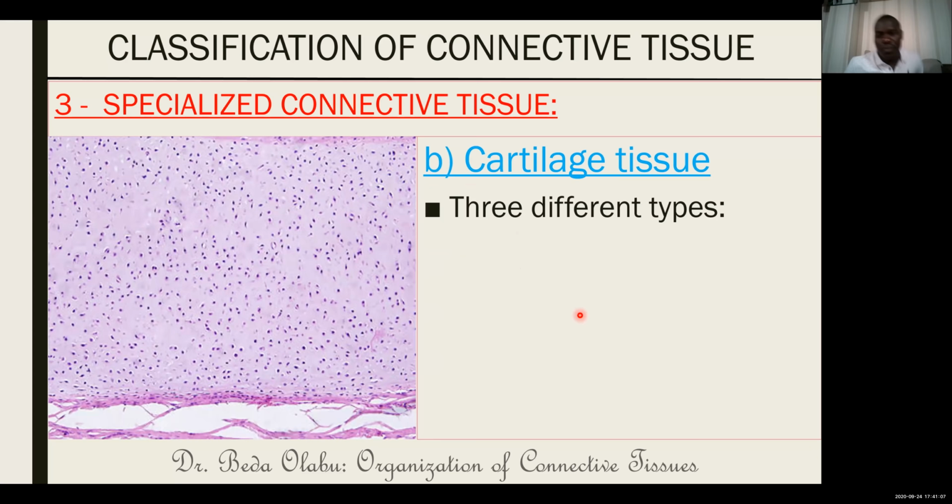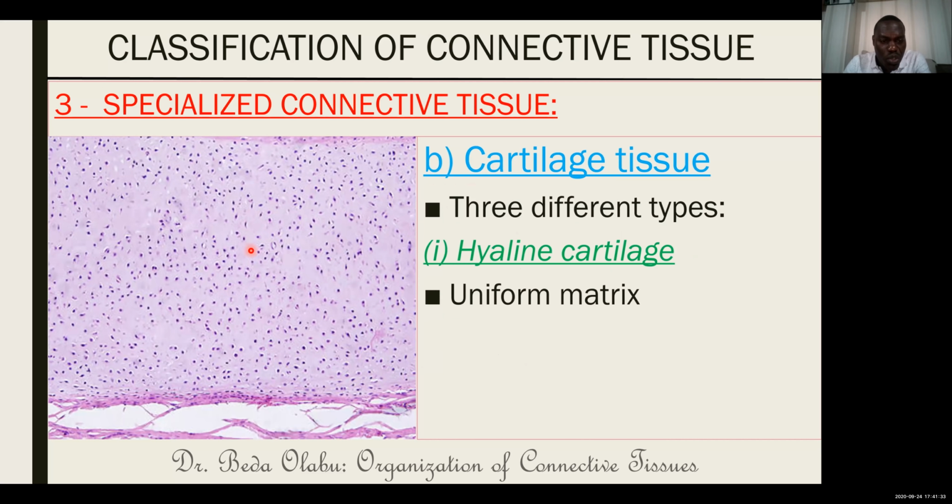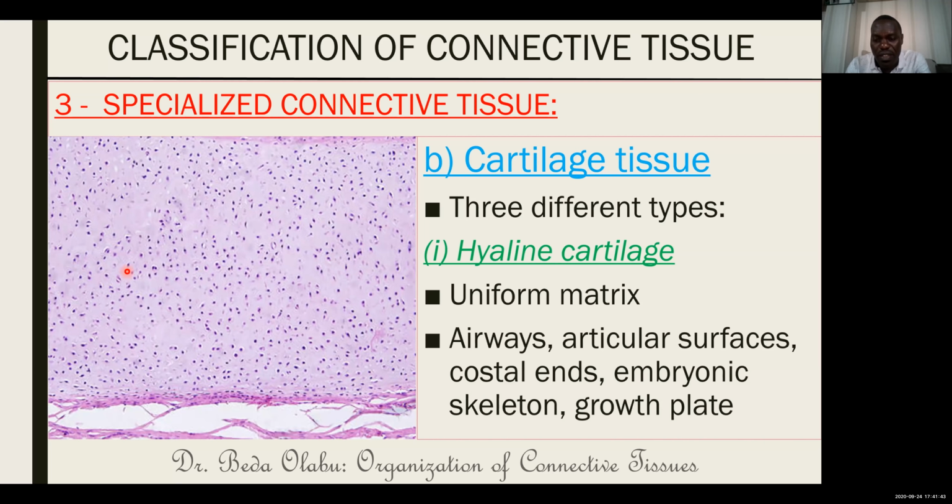Now, let's go through the different types of cartilage tissue. There are three types of cartilage tissue. The first type of cartilage tissue is what we call hyaline cartilage. Hyaline cartilage is unique by the presence of a very uniform matrix. The term hyaline means uniform. And also the cells of hyaline cartilage are very tiny. Smaller cells and uniform matrix.